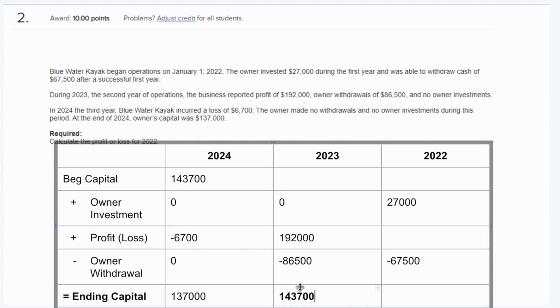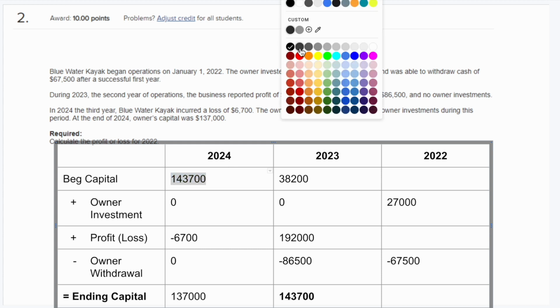Okay? So we've got to add these things back in order to get the beginning capital for 2023. So we add back the 86,500, subtract off the 192,000, and that will give us 38,200. So that's where that comes from. This is a calculated number. I'm just going to highlight the calculated numbers in red.